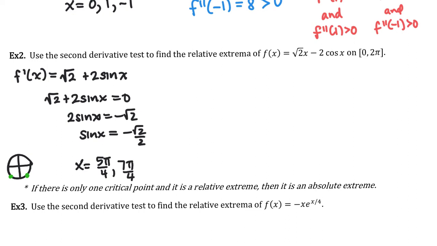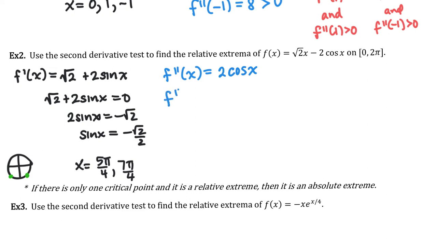Okay, let's go ahead and check the second derivative and see if that will tell us which of these are relative maximums or minimums. So I'm going to take the derivative of the first derivative. The derivative of root 2 is 0. The derivative of 2 sine x is 2 cosine x. Okay, and then I'm going to evaluate the second derivative at 5 pi over 4 and 7 pi over 4.